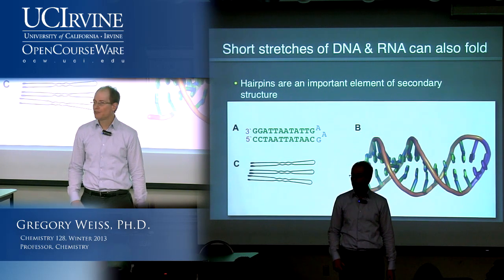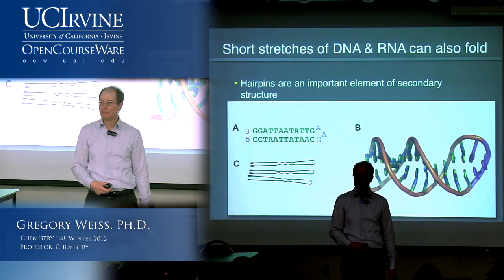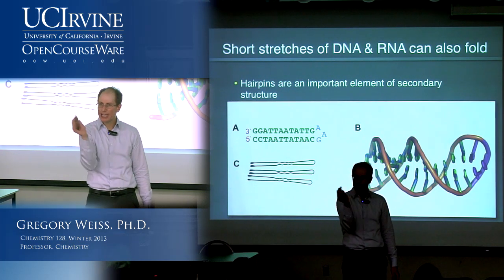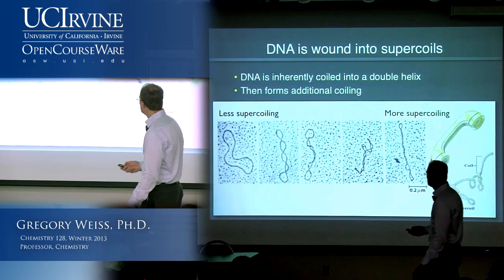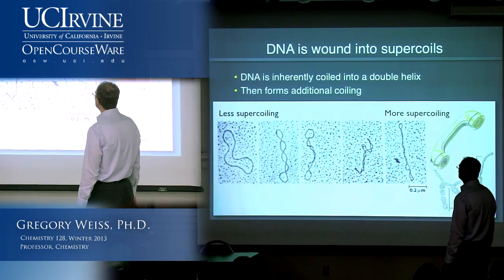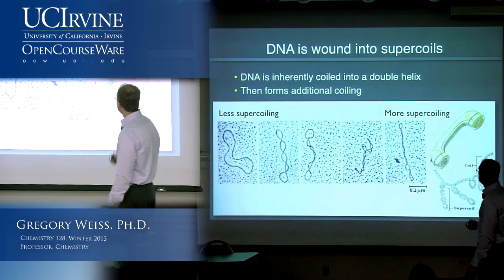And furthermore, it's rarely found in this sort of canonical B-DNA conformation that I've been showing you, where it's this nice right-handed coiled double helix. Rather, in cells, we typically find DNA in a wound-up configuration called a supercoil.